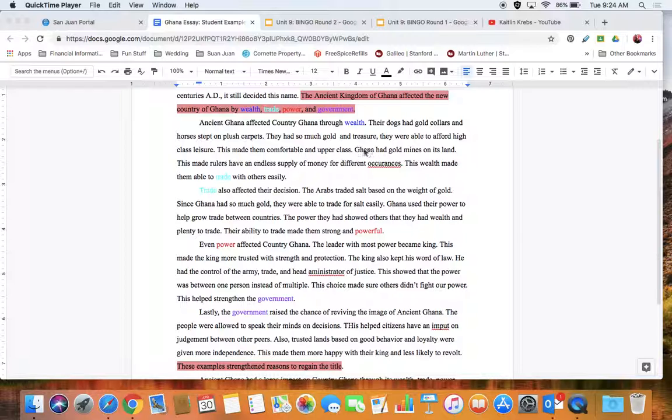Great pattern. Next piece of evidence: Ghana had gold mines on its land. This made rulers have an endless supply of money for different occurrences. Okay, we have gold mines. What does that mean? Well, it means that we have an endless supply of money.